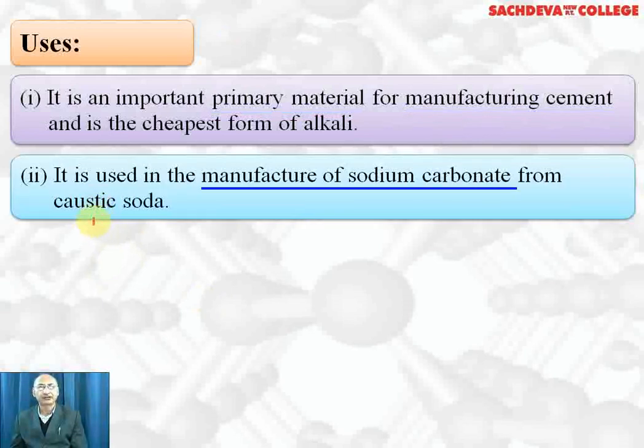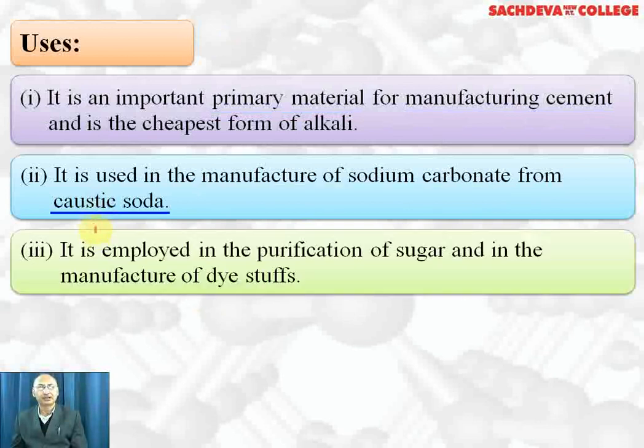It is used in manufacture of sodium carbonate from caustic soda. It is employed in purification of sugar and manufacture of dyestuffs. It is also used for drying ammonia because ammonia is basic in nature and it does not react with calcium oxide. That is why calcium oxide or quicklime is used for drying ammonia.